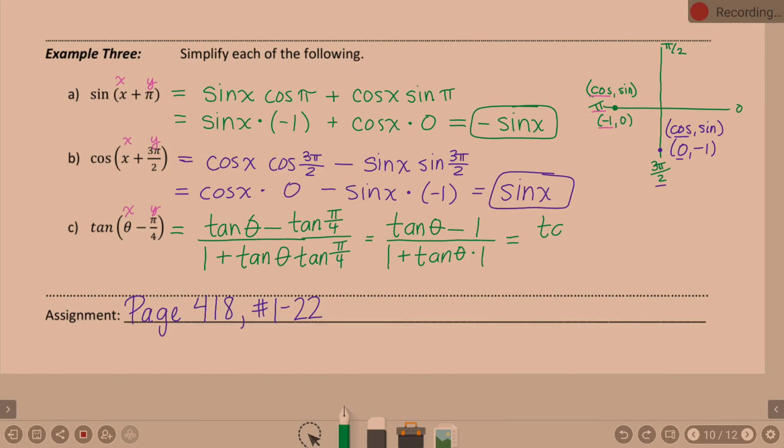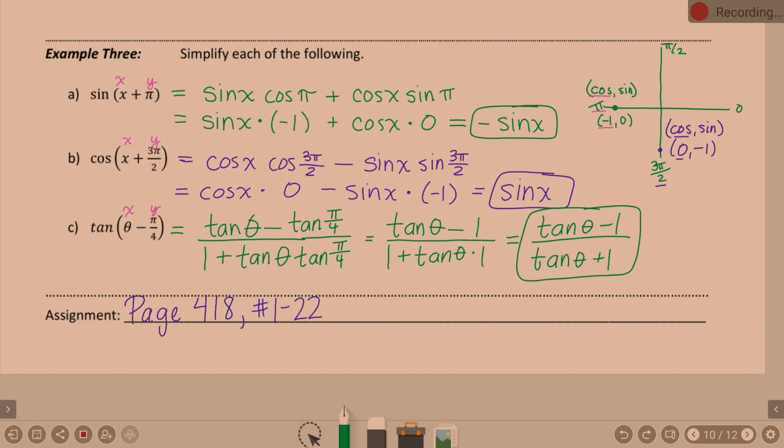I do have this cleaned up just a smidge. I left it as tangent of theta minus 1 on top over, now the denominator. Tangent theta times 1 is tangent theta. We have 1 plus tangent theta, or I think in my notes I have it written as tangent theta plus 1. It's not going to matter which way, whether you write it as 1 plus tangent theta or tangent theta plus 1. Either way will work. Okay?